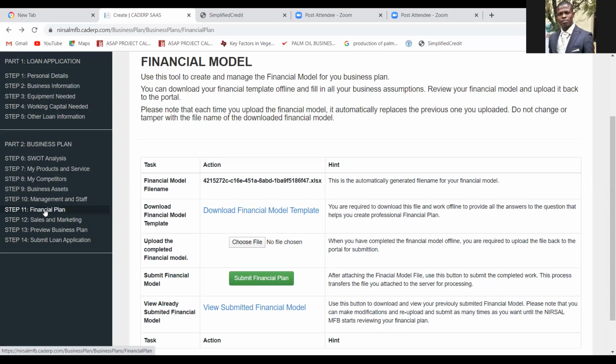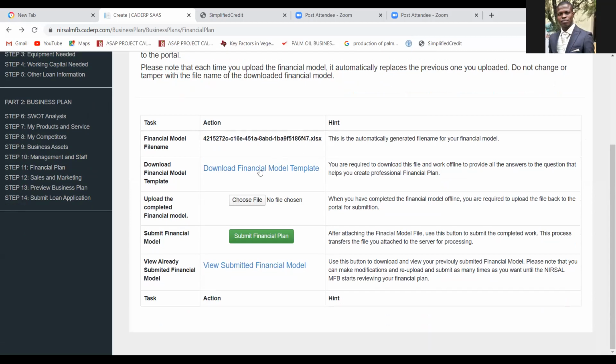So you click on the financial plan, and the financial model is going to open. Then you click on download financial template. Once you click on download financial template, an Excel sheet is going to auto download itself. Let me check the internet and get back.